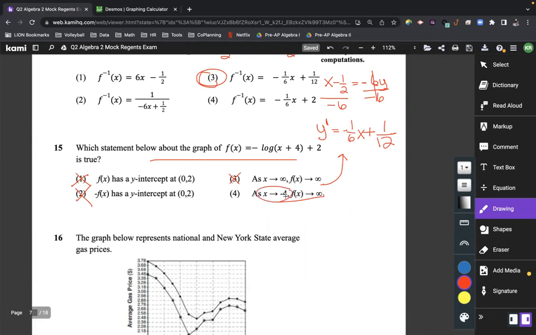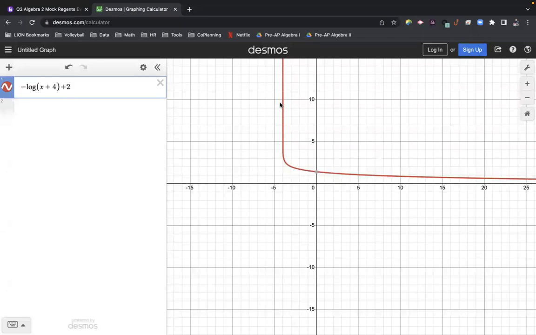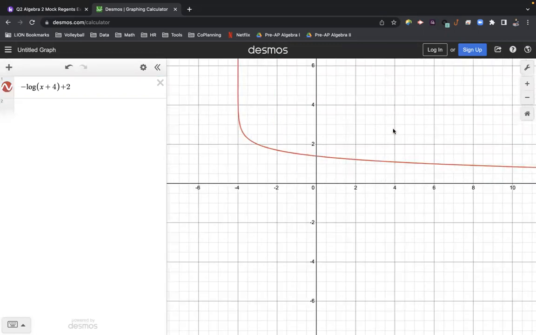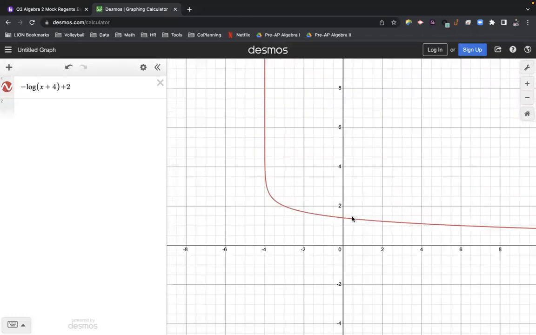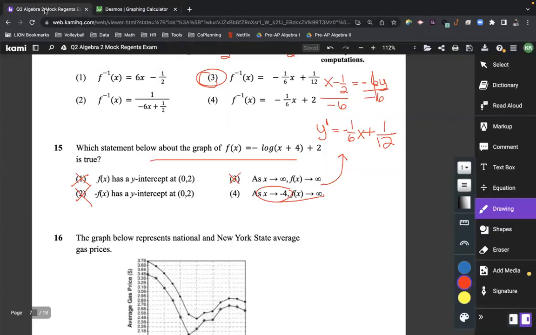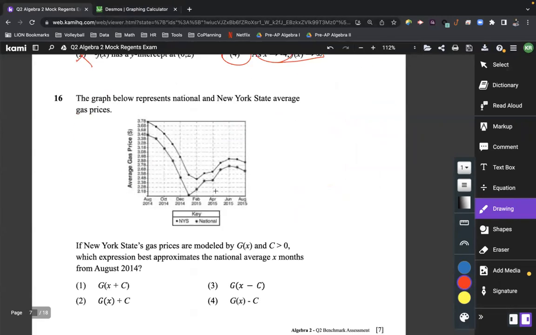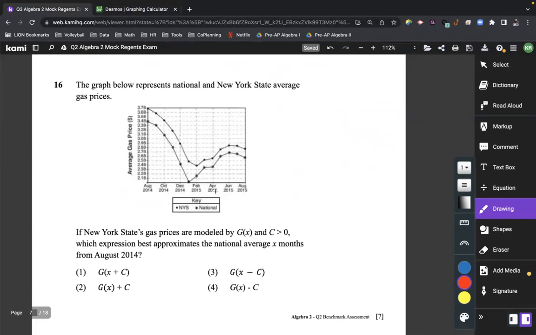So as x is moving towards negative 4, y is moving towards positive infinity. And that's actually absolutely correct, because as my function moves, let me zoom in a little bit so you can see that negative 4. As my function moves towards negative 4, I'm starting to use all of the positive values on the y-axis. So actually, the correct answer here is 4. We did this one in class.